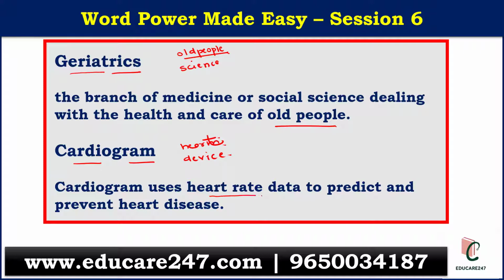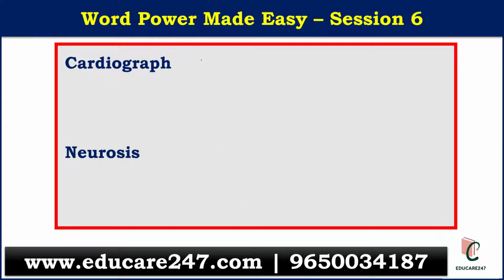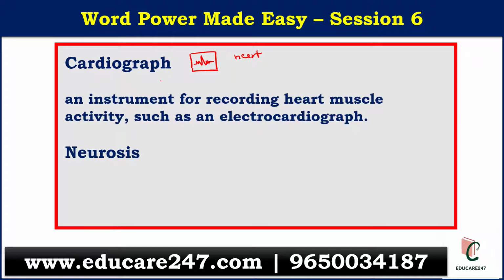Talking about the heart rate data, our next word is cardiograph. Cardiogram actually takes help of the cardiograph. The cardiograph is basically the heart rate graph. You have the device which we see in hospitals generally, with a TV that shows this heart rate graph. So it will be termed as a cardiograph. It is an instrument for recording heart muscle activity, such as the electrocardiograph. It actually helps to track the heart rate.